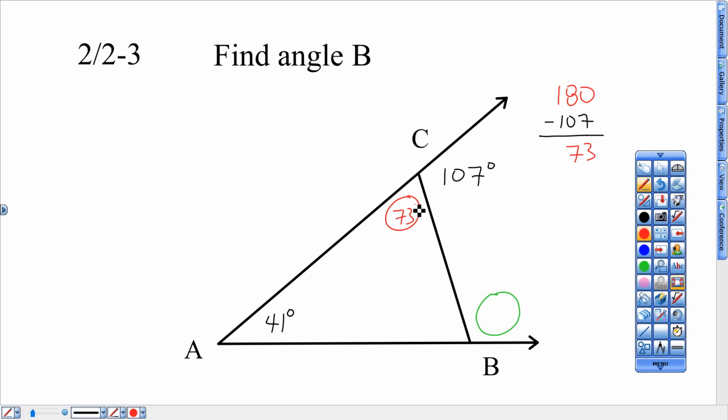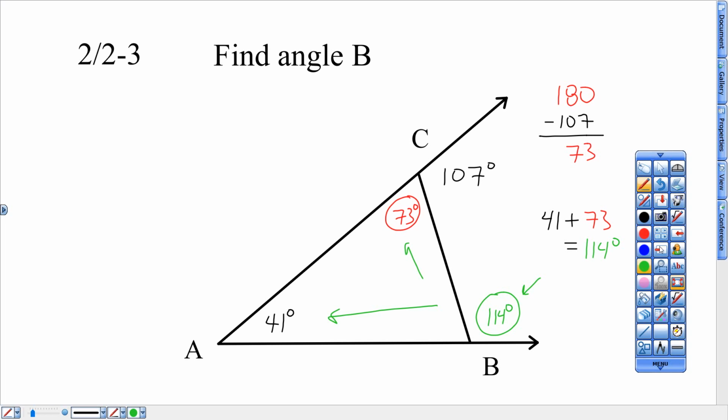And then to find this green arrow right here, know that this outside angle is made up of the two angles opposite on the inside of the triangle added up. So that 41 and that 73 added up give me that outside angle, which is 114 degrees. So know that an outside angle is made up of the two opposite angles added up. That's the main concept we're looking at this quarter.